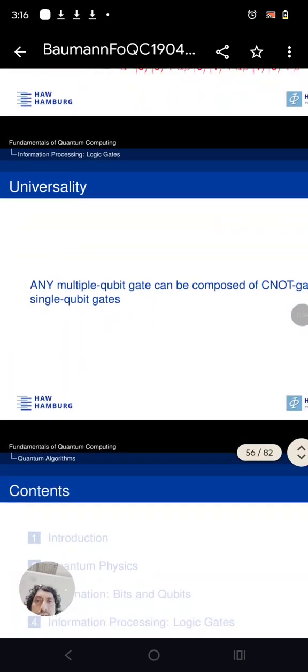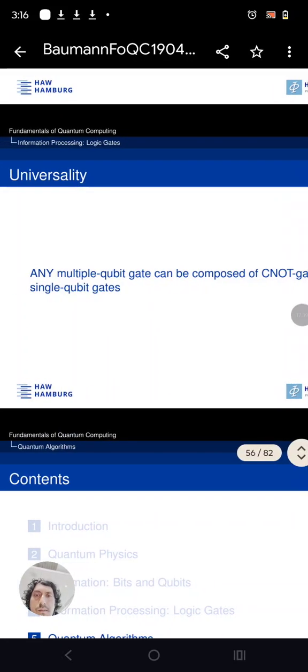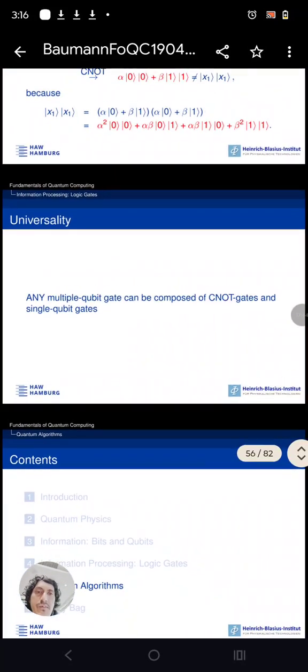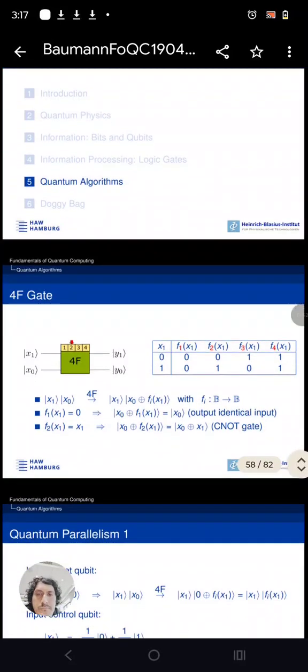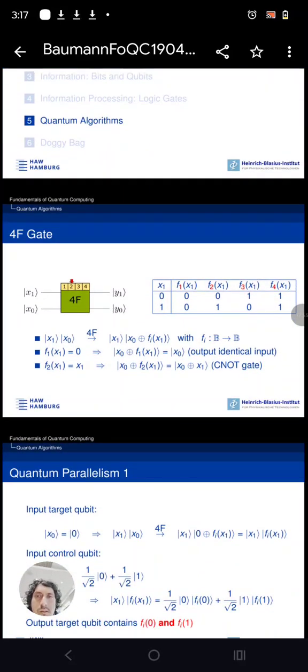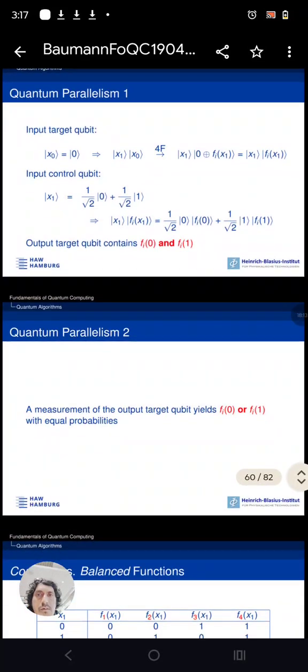So there is this universality principle. Any multiple qubit gate can be composed of CNOT gates and single qubit gates. Interesting. Then we have quantum algorithms. X1, X0, function of X1. Quantum parallelism.